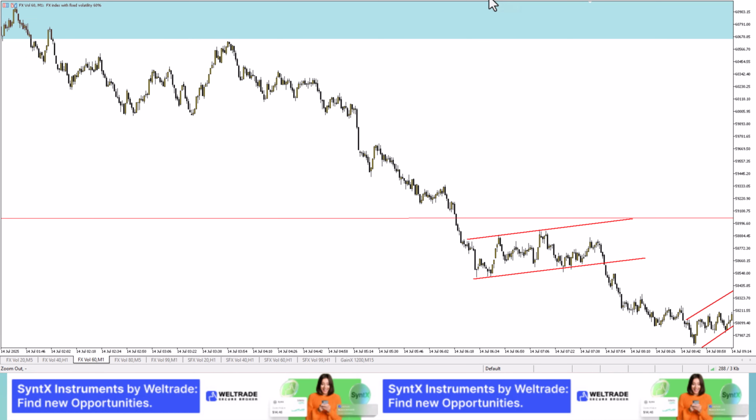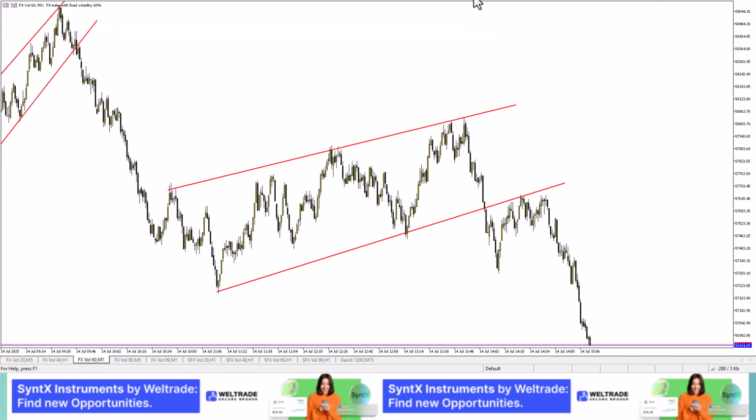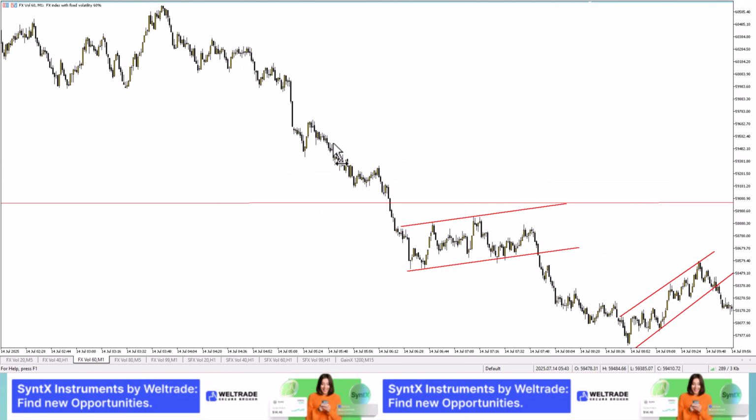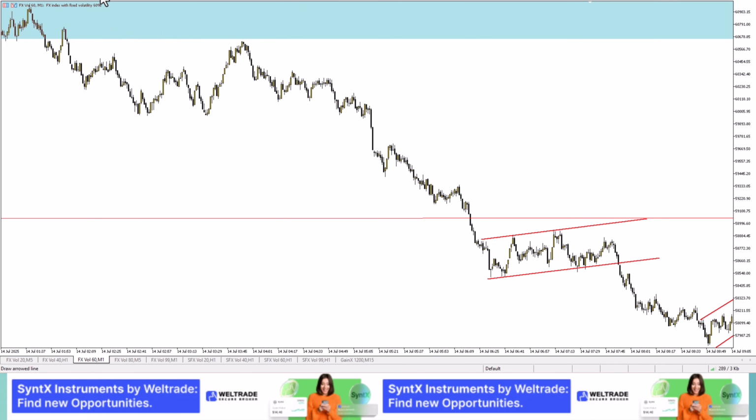What you are looking for is a move that looks like this. You are looking for a move down on the M1, then a move up that looks like this, a flag pattern. This move up, the flag pattern, is a retracement. So you are looking for a retracement. After you get the retracement, you look for where the retracement is ending on the M1. So on the M1, you look at this.